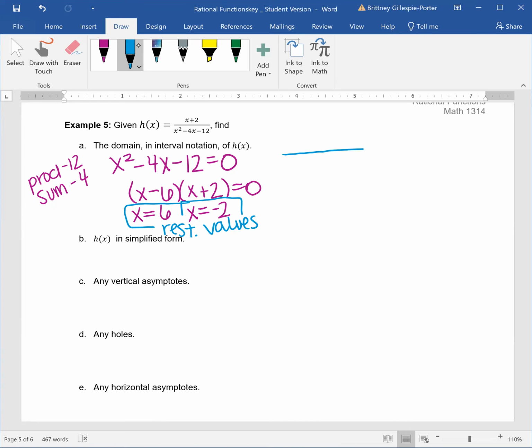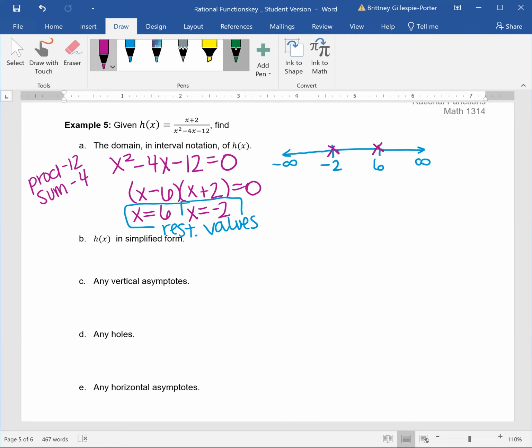For our domain, remember negative infinity on the left, positive infinity on the right. And even though we found the 6 first, it's positive. It goes on the right-hand side next to the positive infinity, while our negative goes near our negative infinity.